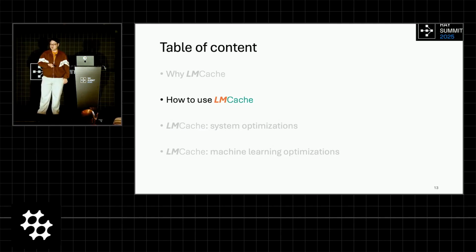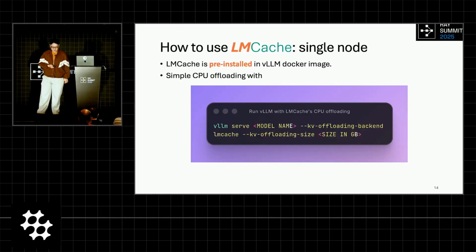OK, now I have finished the part on why we have LMCache as a project, and I just want to quickly show how we use LMCache as a user. For the single node deployment, we have a very simple API where you can simply specify the KV offloading backend to LMCache and the KV offloading size in gigabytes, and this will turn on CPU offloading for you.